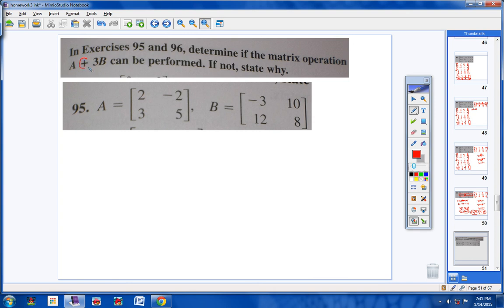Whenever you're adding or subtracting matrices, you have to have identical dimensions or identical orders. Well, the order of A is 2 by 2, and the order of B is 2 by 2. Now, if you take a 3 right here and multiply it through your matrix B, is that going to change the order? No. You just take 3 times this number, 3 times this number, 3 times this number, and 3 times this number, but you're still going to have a 2 by 2. So after you multiply 3 through this matrix, you still will have 2 matrices that can be added together. So yes, this operation can be performed.